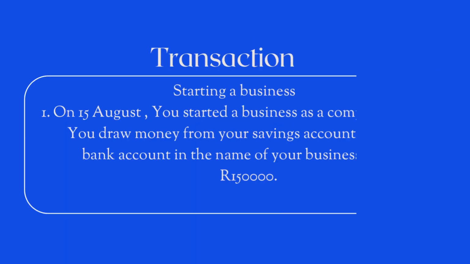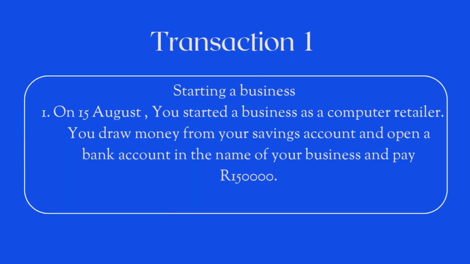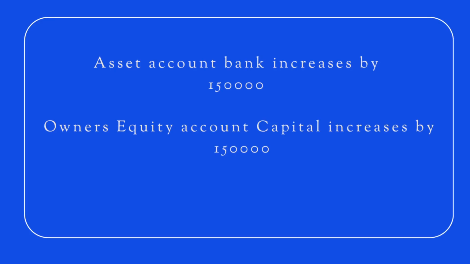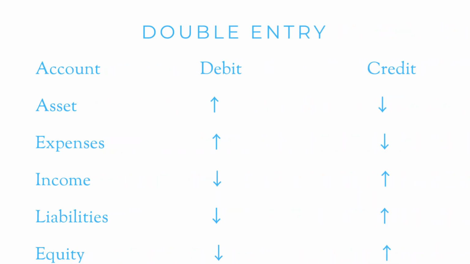So let's analyze the first transaction. The asset account bank increases by 150,000 and the owner's equity account capital increases by 150,000. And using the double entry method, a debit and a credit, the asset increases on the left hand side, the bank. So we debit it, and the owner's equity account increases on the right hand side. So we credit the capital account.